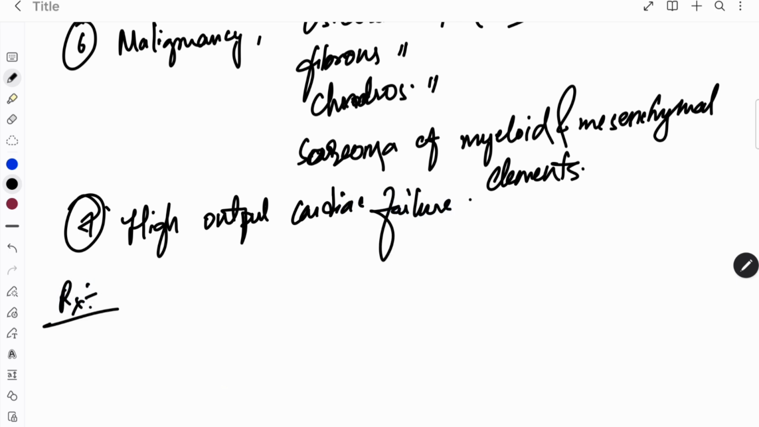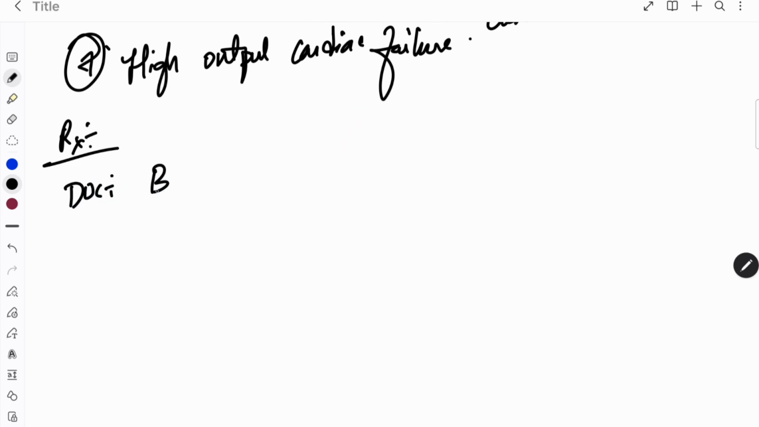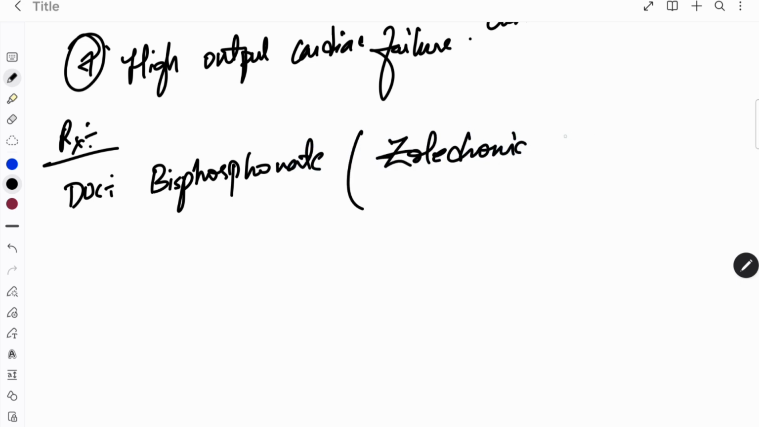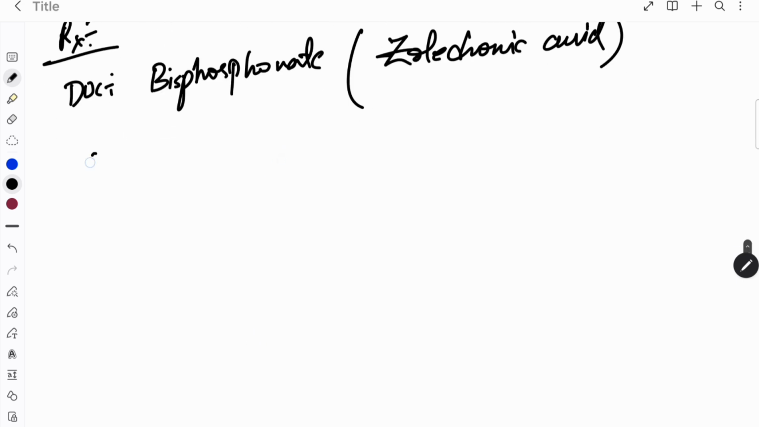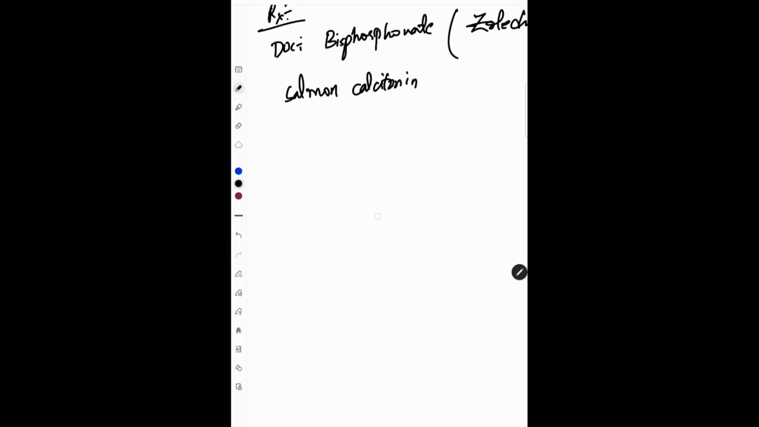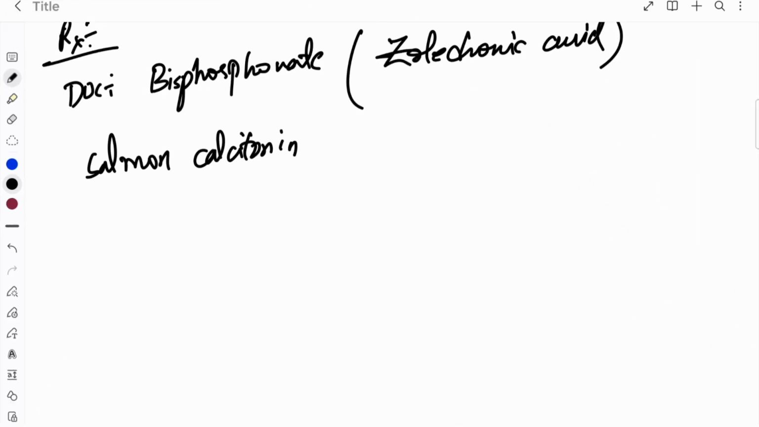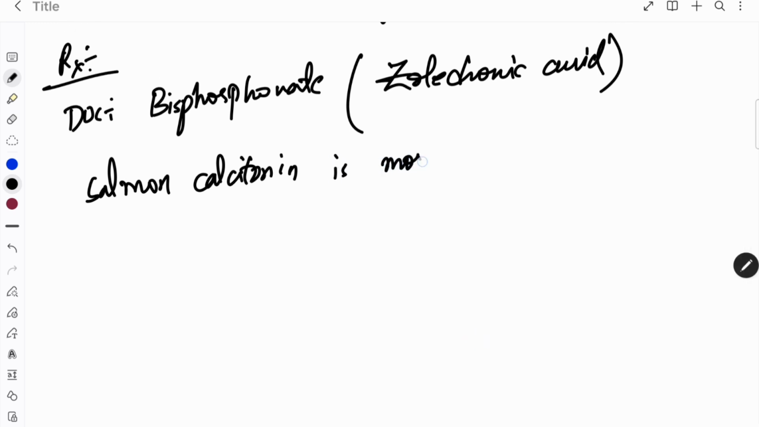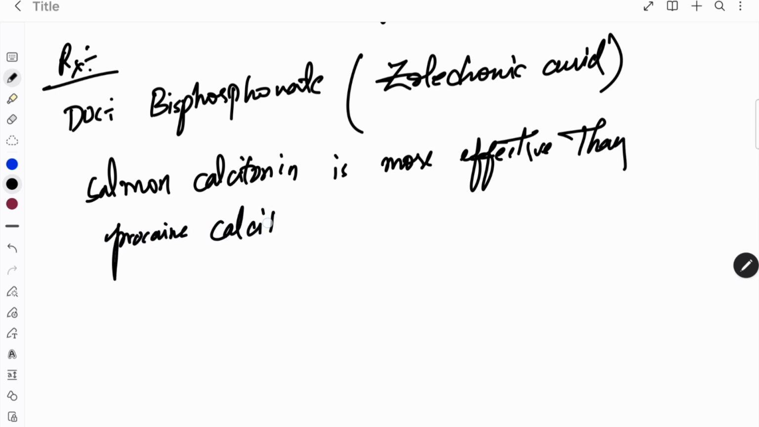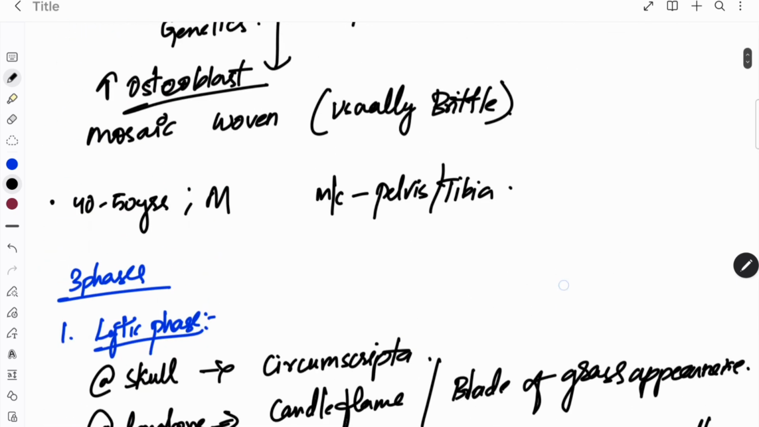And the treatment: the drug of choice is the bisphosphonate, out of which zoledronic acid is preferred. Next, salmon calcitonin is more effective than porcine calcitonin. So this is about Paget's disease.